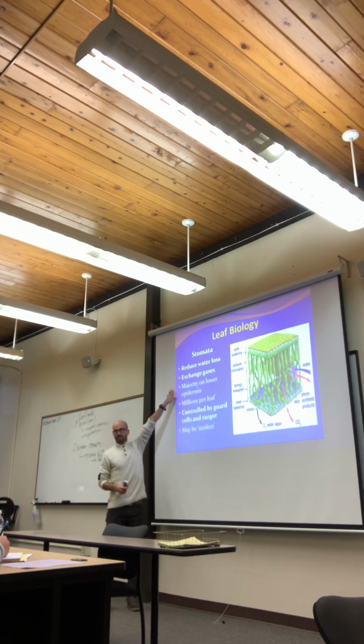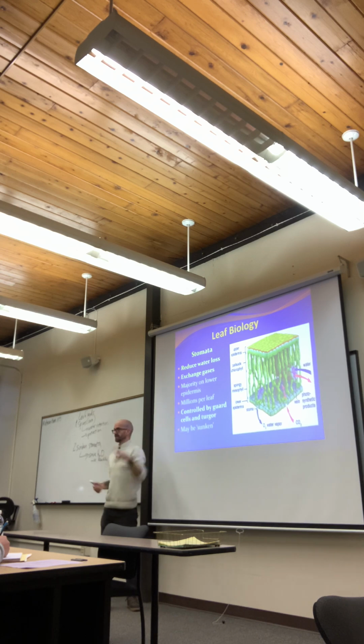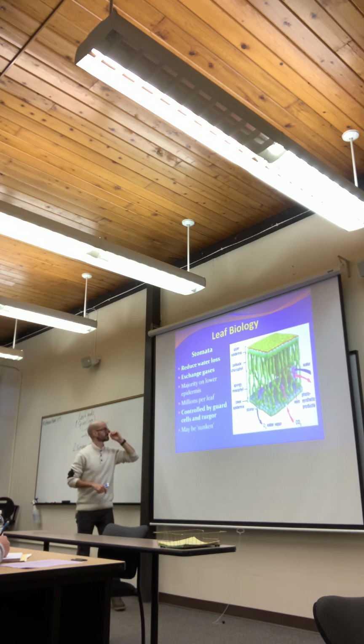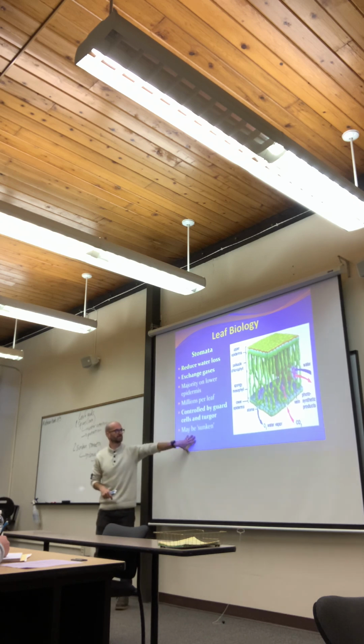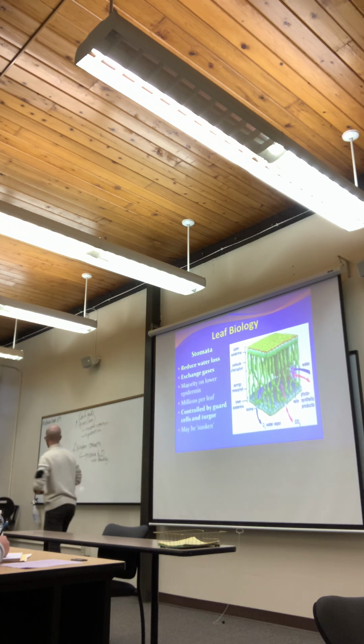This was on the quiz, right? Most are on the underside of the leaf, and that is an out-of-direct-sunlight adaptation. There's lots of them. They're controlled by the guard cells and turgor pressure, like we just mentioned.